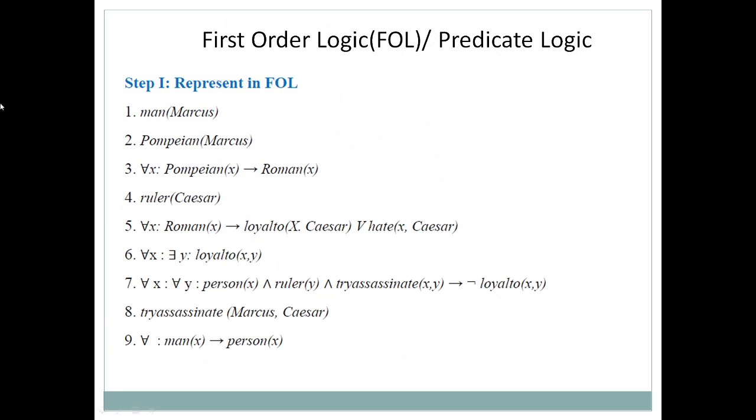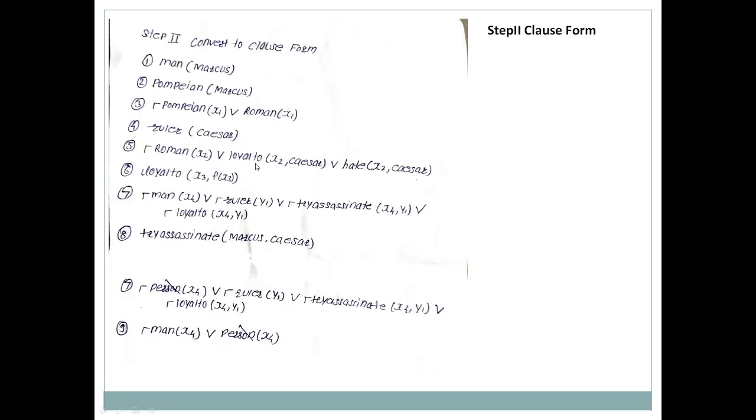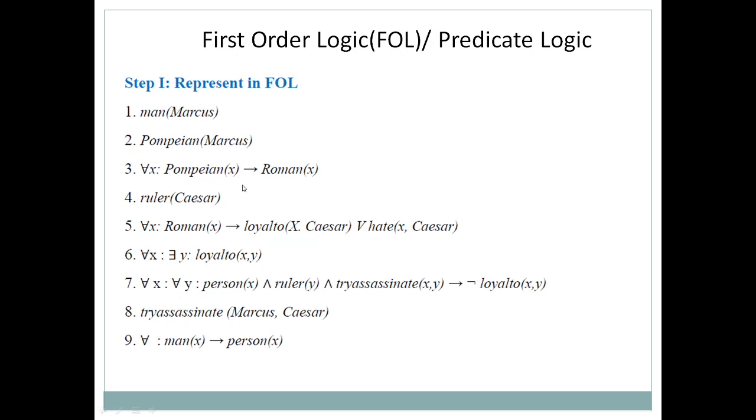Now the second statement, Pompeian in bracket Marcus. Again, there is no scope for converting it into clause form because it does not contain any of these. The next statement, yes, has a quantifier as well as an implication sign, so there is scope to convert it. What formula do we need to apply? A implies B is replaced by negation of A or B. That means on the left hand side term we apply the negation sign, the right hand side term remains as it is, the implication sign is replaced by OR, and you remove the universal quantifier as well as the existential quantifier.